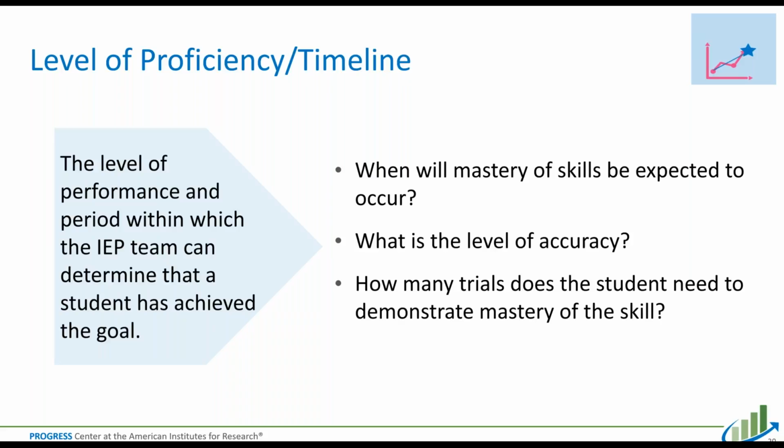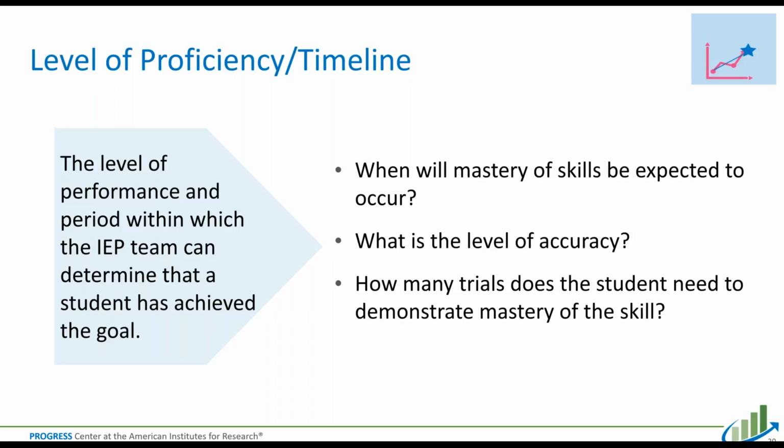And for the timeline, establish a specific and realistic timeline. Some guiding questions that can be helpful to reflect on include, when will mastery of skills be expected to occur? What is the level of accuracy? And how many trials does the student need to demonstrate mastery of the skill?